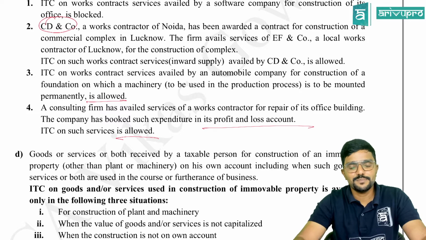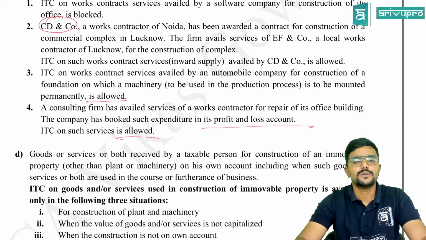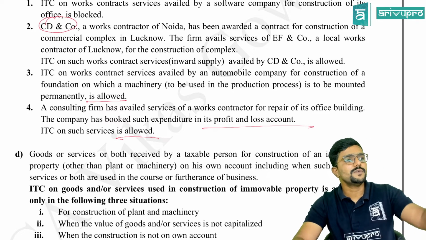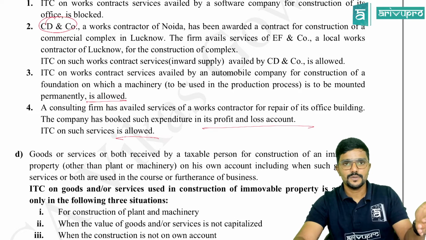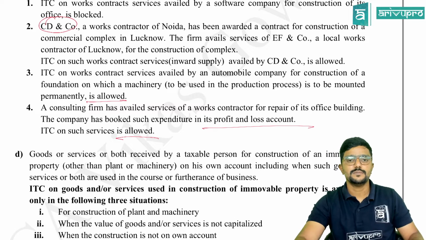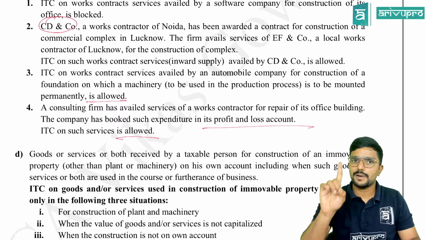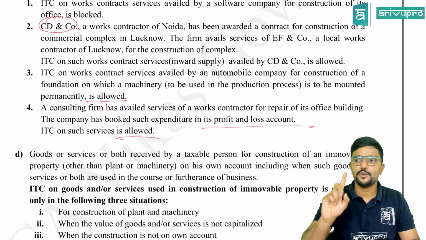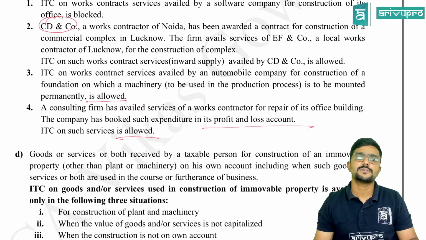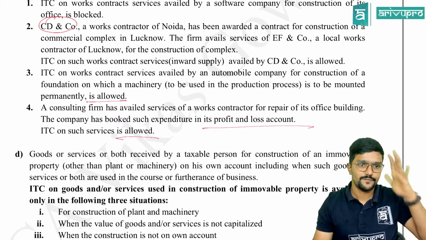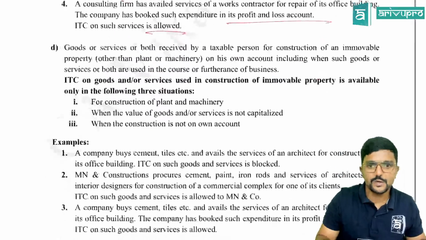Interesting, na? So please be careful. The credit is blocked only when you have taken works contract services which are of capital nature, and it is not for plant and machinery, and it is not to provide the same category of outward supply. Only then you can claim the credit. Fine. Let us go to clause D.